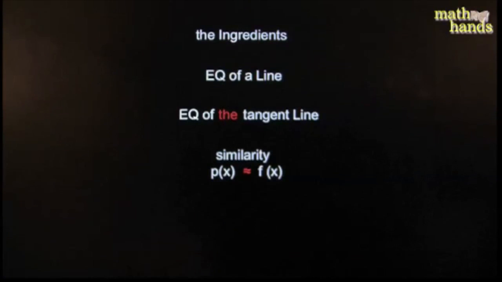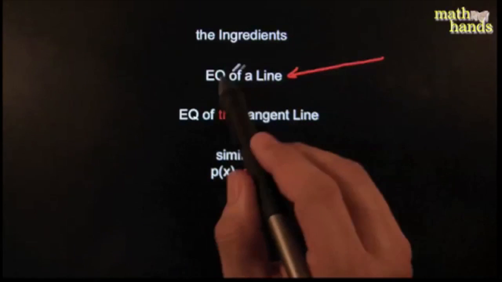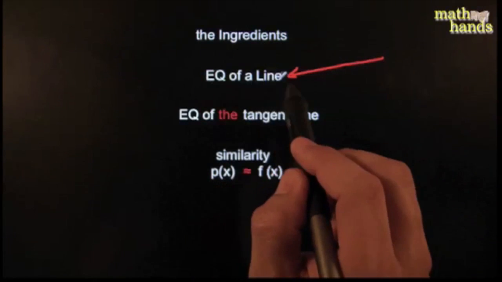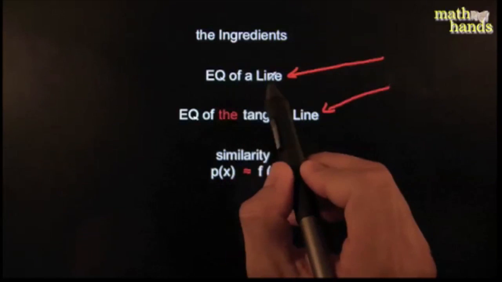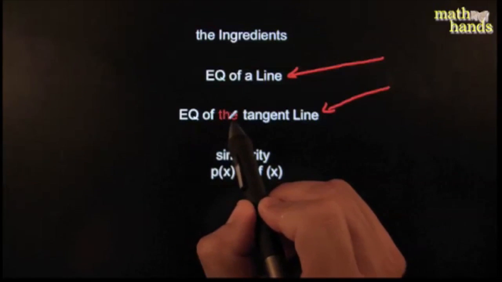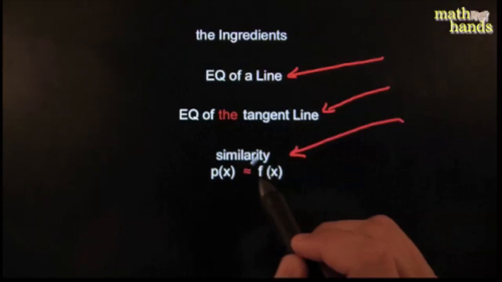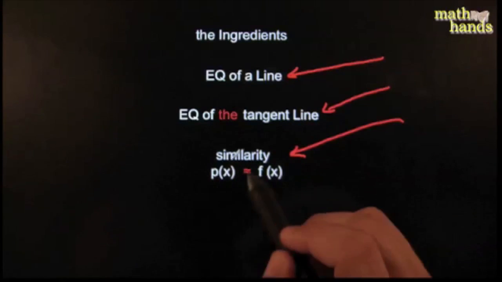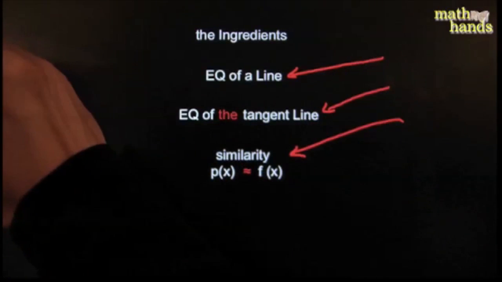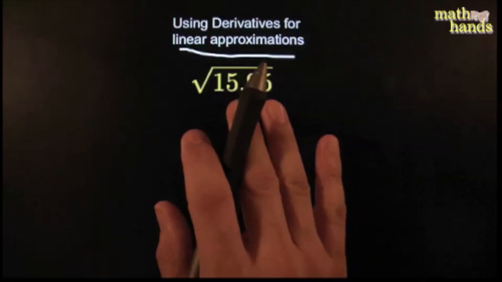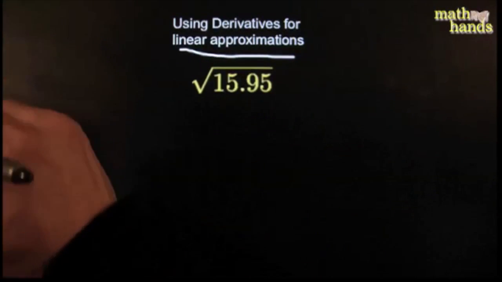The key ingredients that we need is we need to become super good at finding the equation of a line and knowing what is required to find the equation of a line. We will need to know not just any line. We will need to know the equation of the tangent line. And of course, we need to study similarity between the function and the linear approximation of the function at that point. Once we've got these 3 ingredients, we will be able to do this with great ease and a little bit of elegance. Okay, so let's get to it.